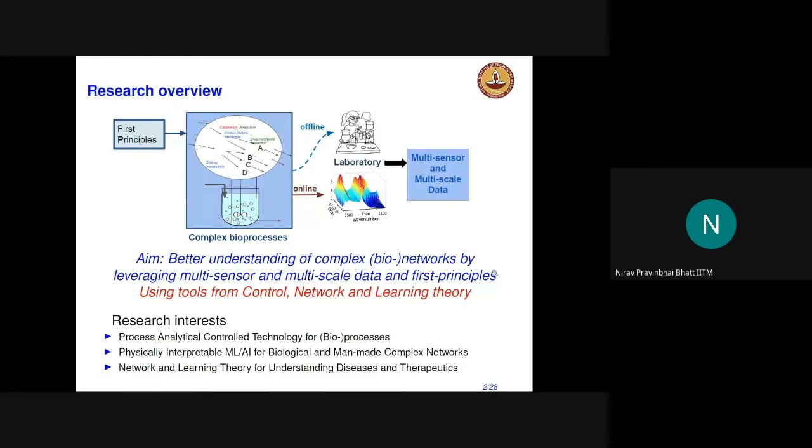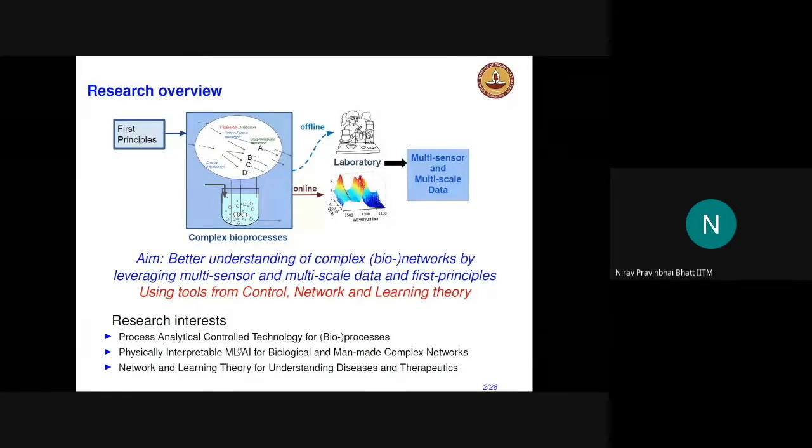And we use the concept of first principles, or what I call the concept of physics, chemistry, and underlying biology, to understand these networks using tools from control theory, network theory, and learning theory, where we do not want to use data analysis techniques blindly, but also want to use the insight and knowledge we have gained through hard experiments and our experience in the field of biology and chemistry. So that's what we call physics-based learning or physics-inspired learning.